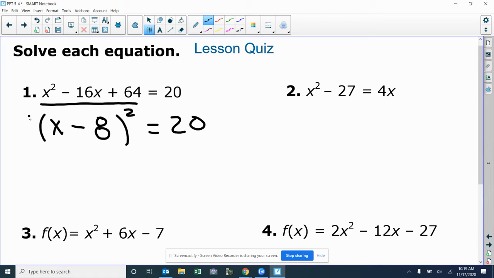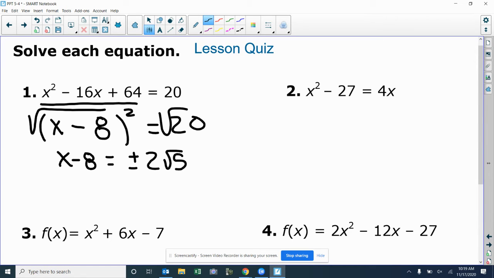Now we're ready to take the square root of both sides. You're gonna have x minus 8 equals plus or minus. Remember, we need to simplify radicals if we can. That's 4 times 5, so that's gonna be 2 square roots of 5. Bring the 8 over. It'll become positive: x equals 8 plus or minus 2 square roots of 5.